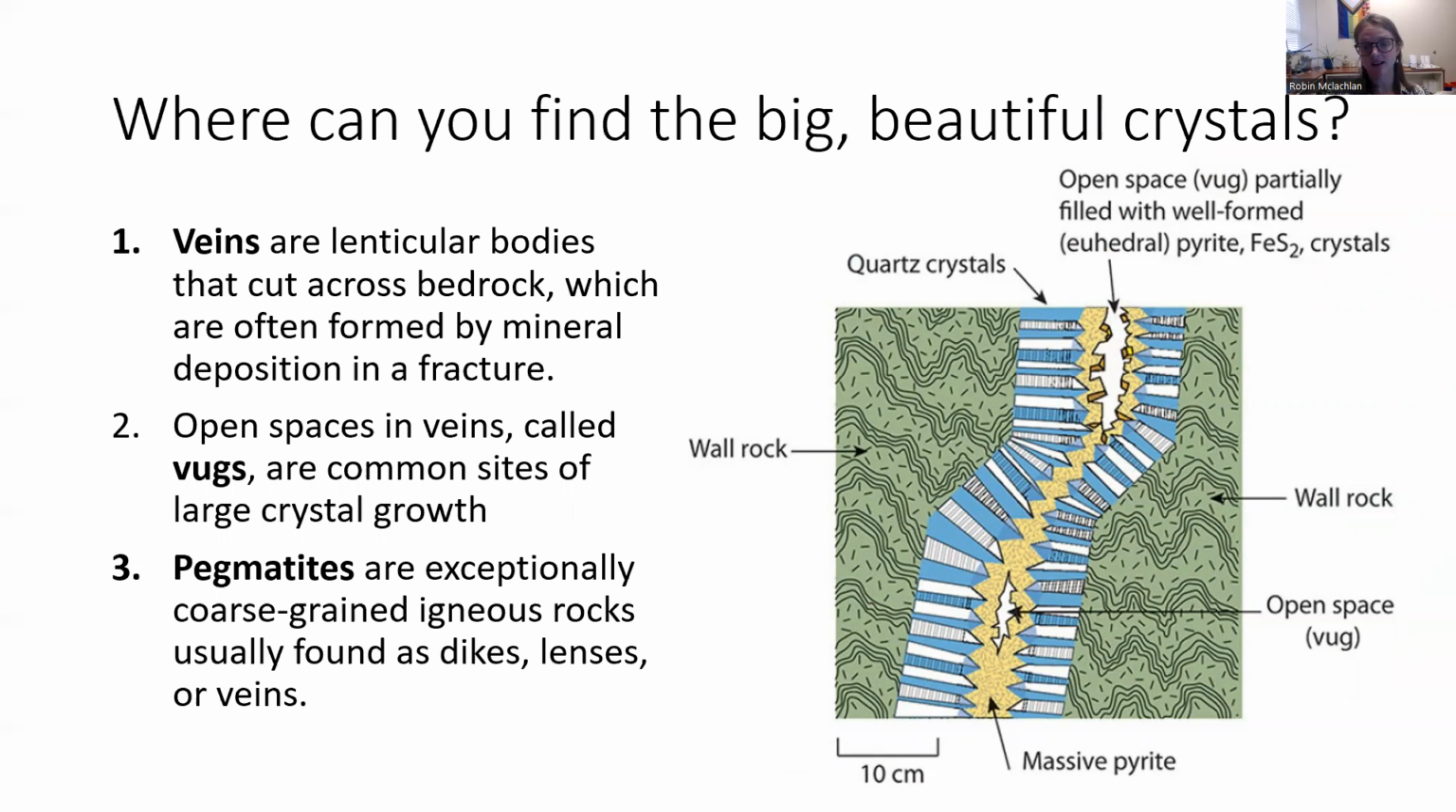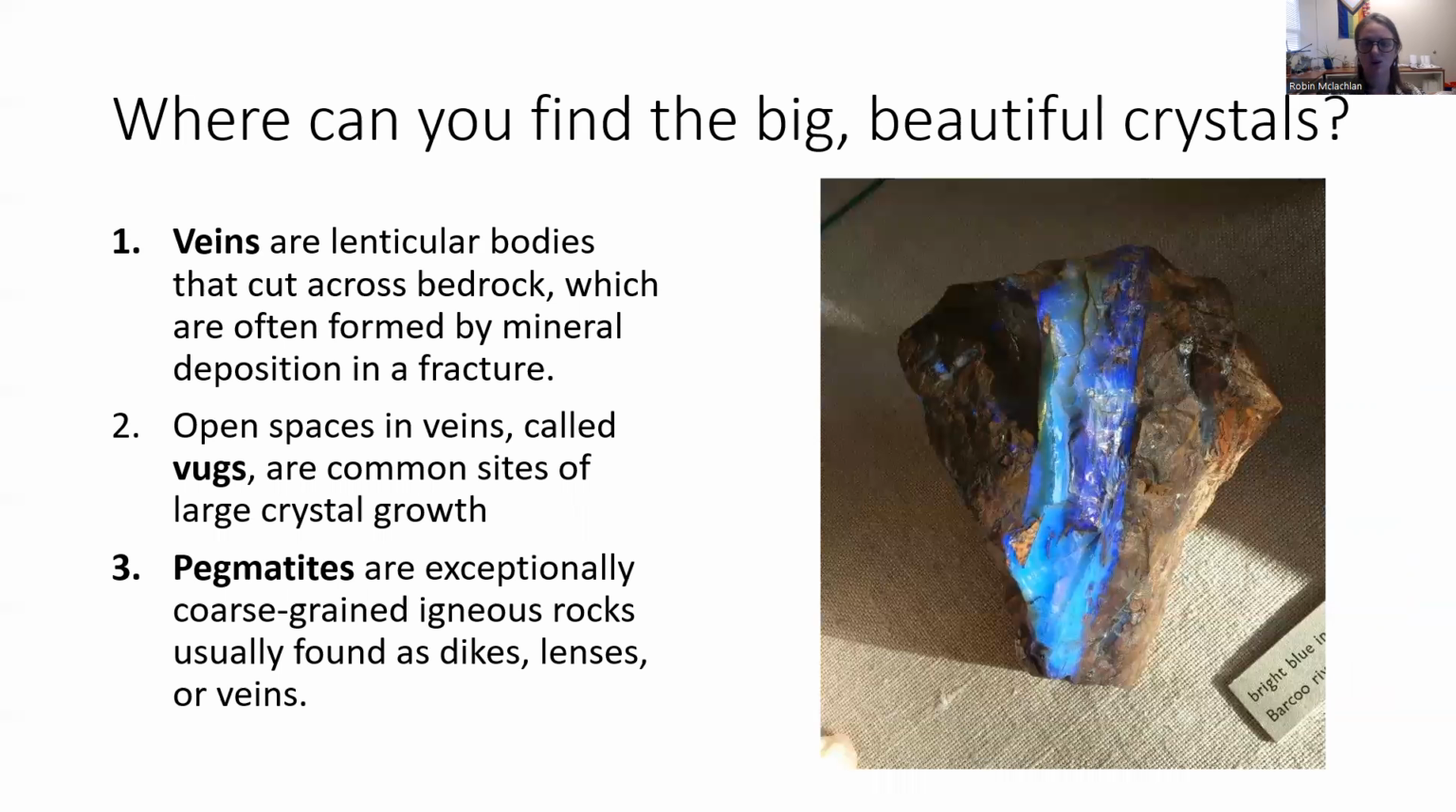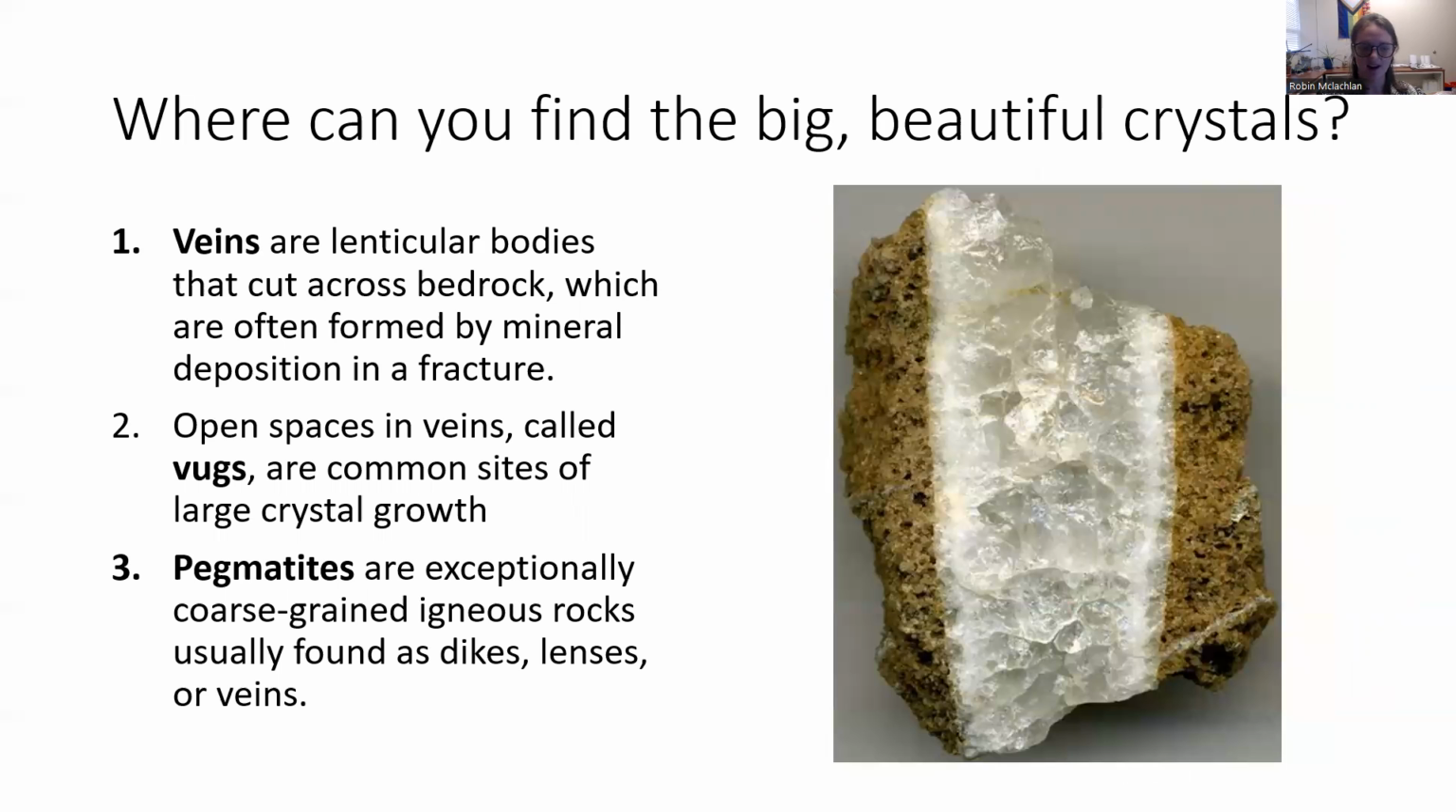The open space is what we call a vug, or vugs. And then the crystals themselves grow and reduce that open space. So here's an example of a beautiful opal vein, a quartz vein.